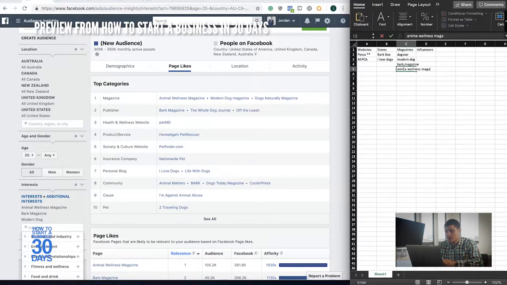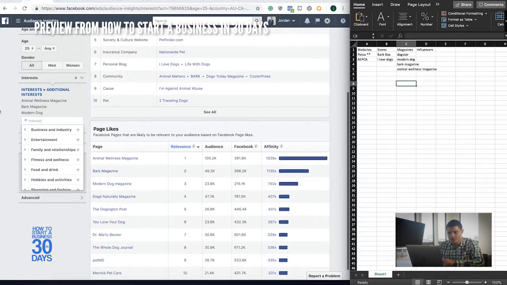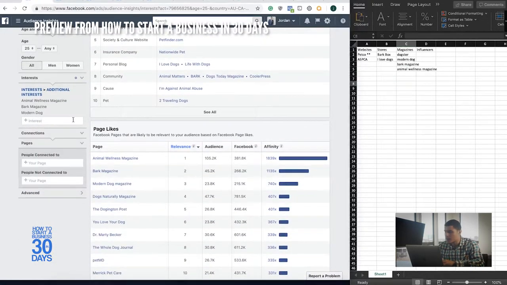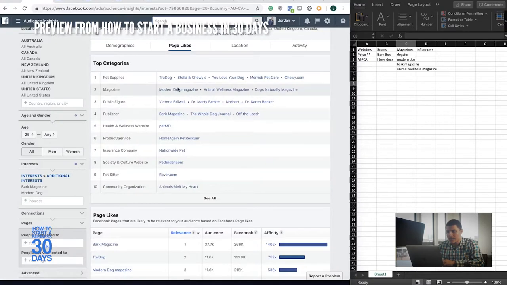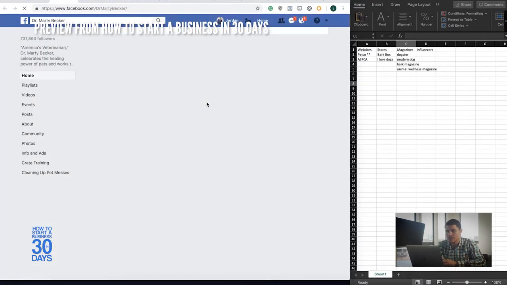And you see how we're kind of building it out, and I haven't deleted them yet? So look, now that we have Animal Wellness, Bark Magazine, Modern Dog, look at how rich our page like categories are. Everything here is related to dogs, right? And that's the beauty of the secret sauce. That's how you dive into it. So we're looking here at Modern Dog, but let's go back and see, before we put in Animal Wellness Magazine, we had the doctors. Let's look at Dr. Marty Becker and see what he does.